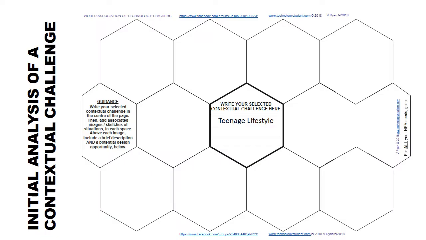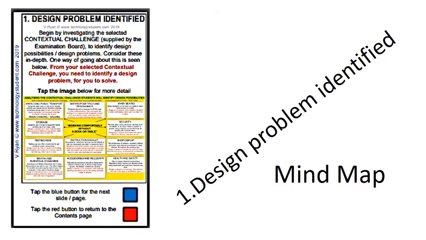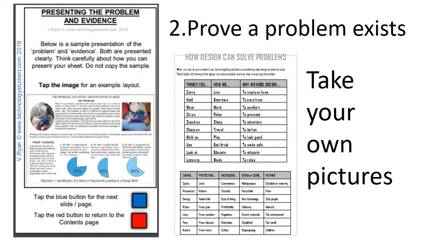This is the first slide, should be in your folder. Okay, initial analysis of a contextual challenge. That means it's like picking apart your contextual challenge. The challenge is teenage lifestyle. Okay, you can use this format if you wish, or you can use a mind map, or you can use this type of format here. Okay, so one of those. Just remember that you need to present your work in an original way, so you're starting to score marks there as a design folder.